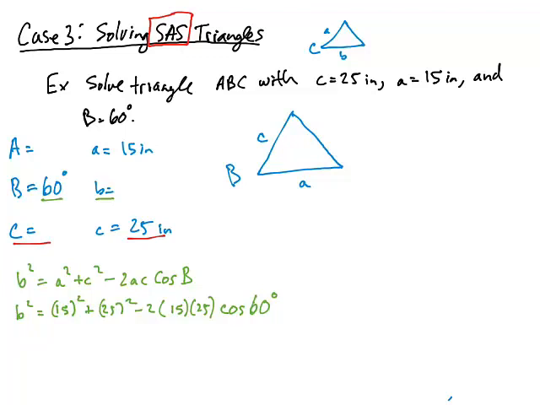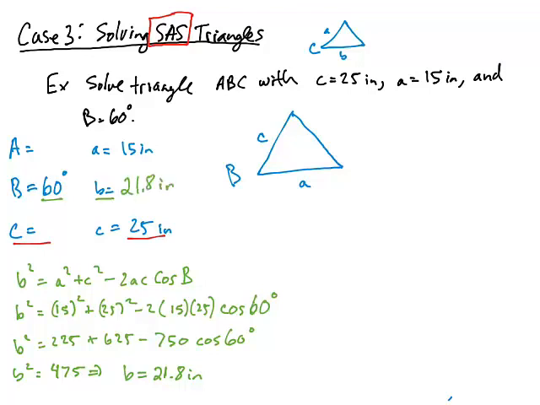So punching this all in, I guess I'll do step by step here. Multiplying everything out and then adding, we get B squared is equal to 475. So that means B is equal to 21.8 if I round to the nearest tenth. So I've solved for side B, 21.8.